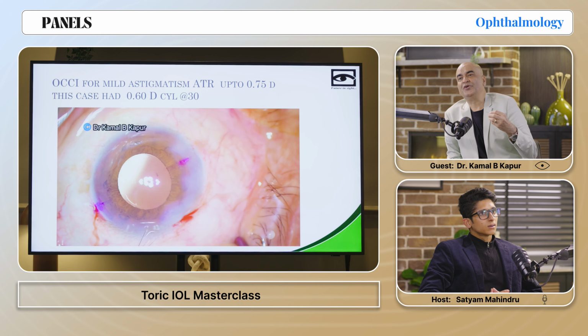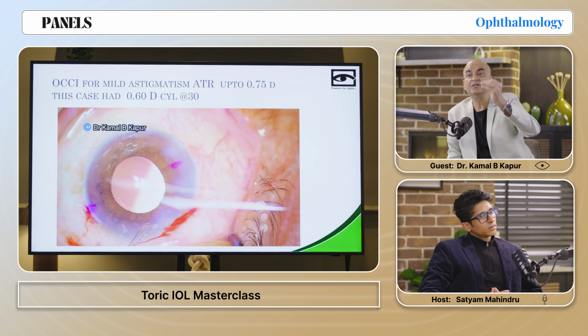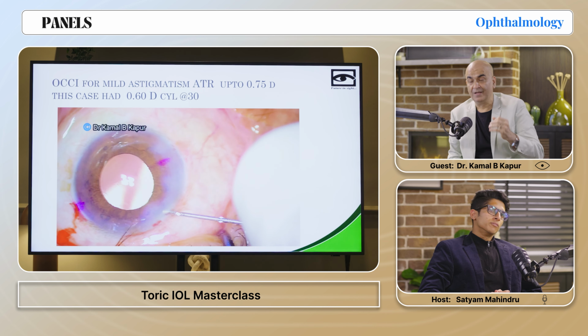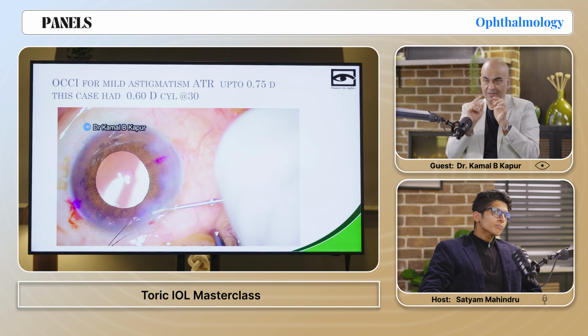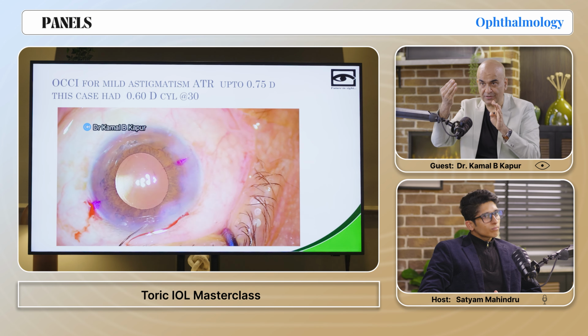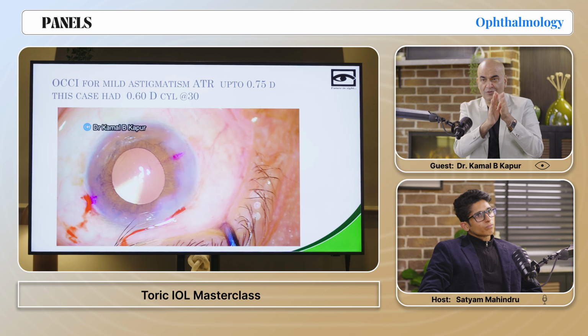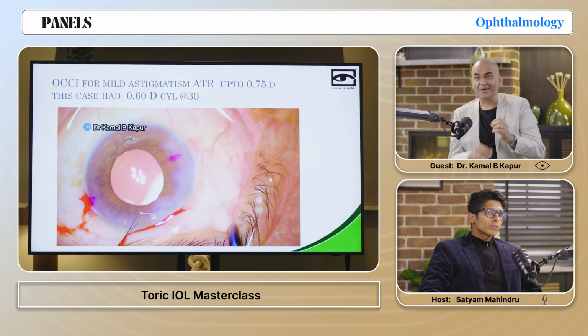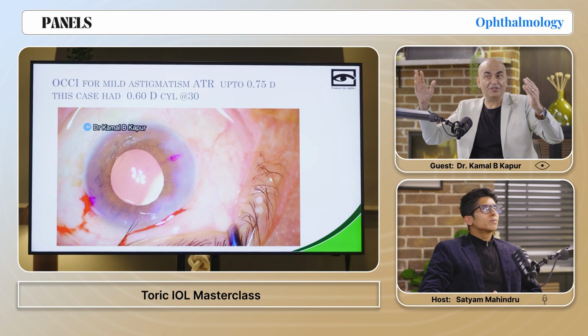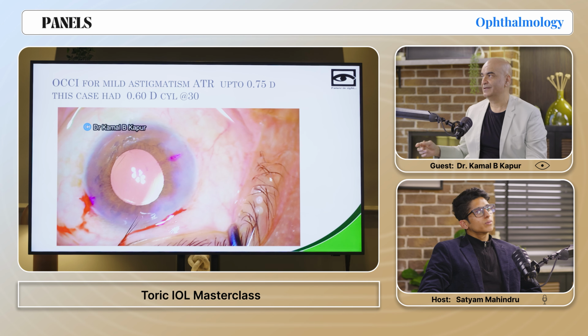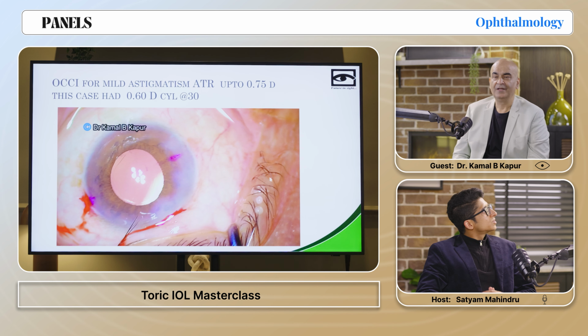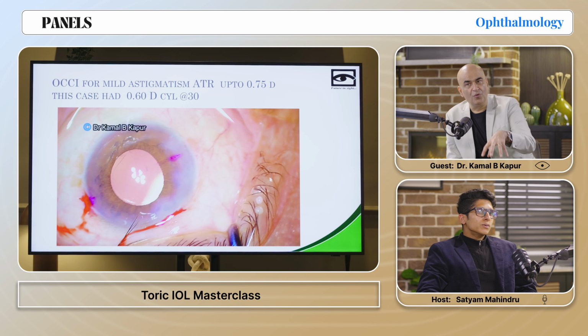If your SIA is 0.22 and you make two incisions, you can correct up to 0.75. They are more than synergistic. Not a total addition, but more than addition. So 0.2 should be equivalent to 0.4, but if you make two incisions, you can correct till 0.6, 0.7. They have an additive effect. So this is called OCCI. This is also used for low level astigmatisms.